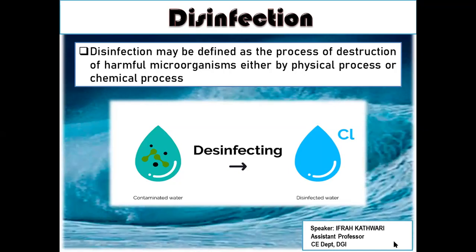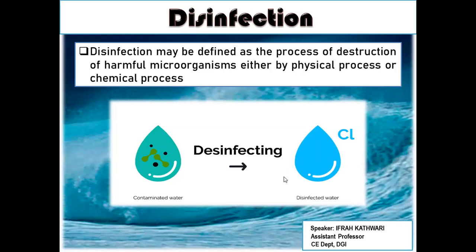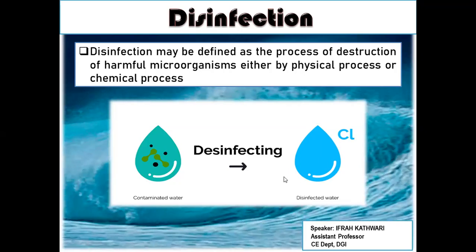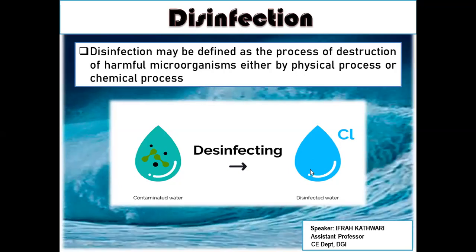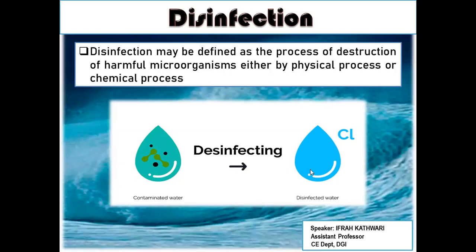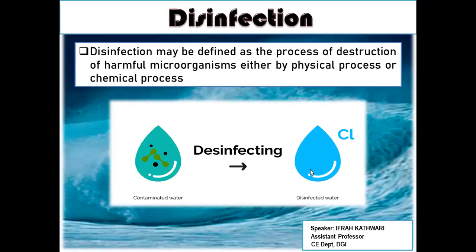Okay, so this disinfection can be done with two processes, physically or chemically. Talking about the physical process, it may involve boiling, it may involve ultraviolet treatment. And chemical processes involve chlorination, or we can treat water with bromine, iodine, ozone, potassium permanganate, etc. There are a lot of disinfectants that we can use. So these were the processes by which we can go through this.